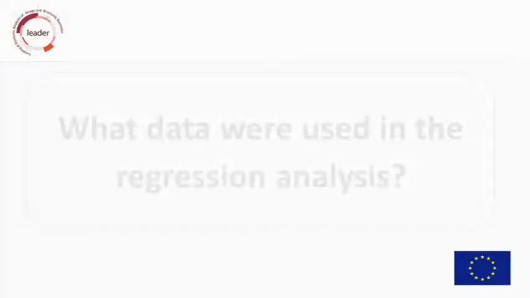What we did in the LEADER project was to look at changes in unemployment from one year to the next and look at the relationship to changes in deaths from alcohol and deaths from illicit drugs from one year to the next.